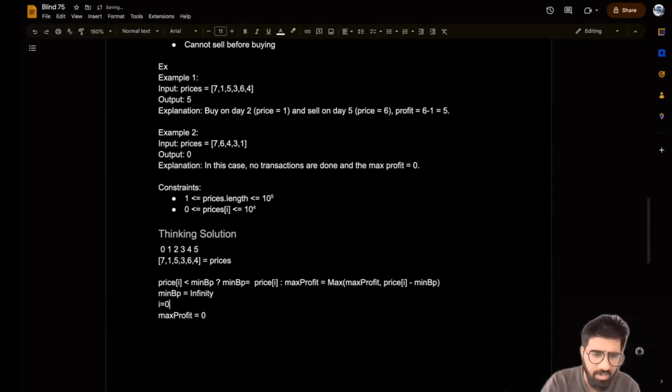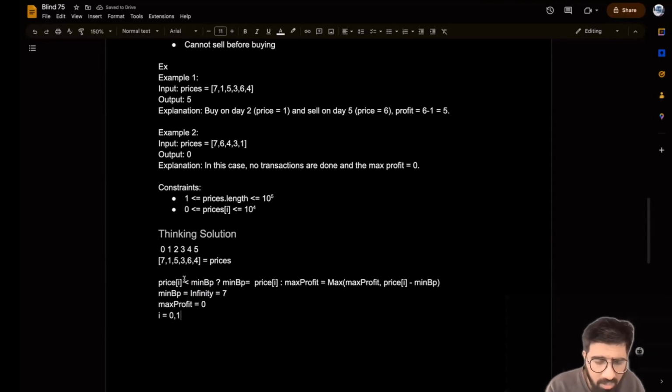I think with the help of this formula, we can derive the answer. Initially the minimum price is at infinity, and the max profit is 0. Okay, now let's start iterating this list of prices. So when I am at i of 0, is my current price less than the minimum price? Yeah, because minimum price is infinity and current price is 7. So make my minimum price 7 now.